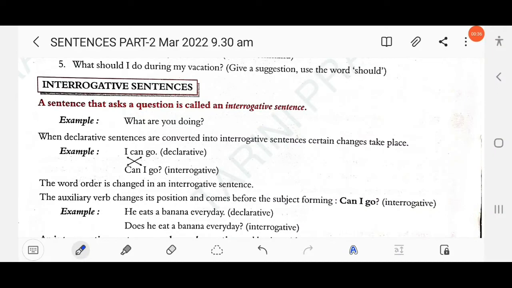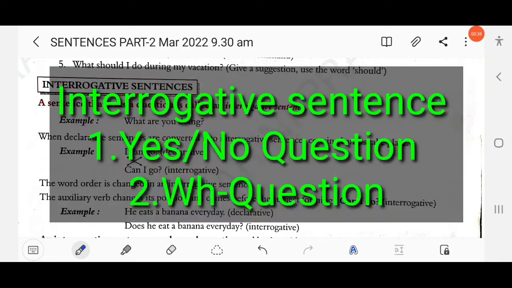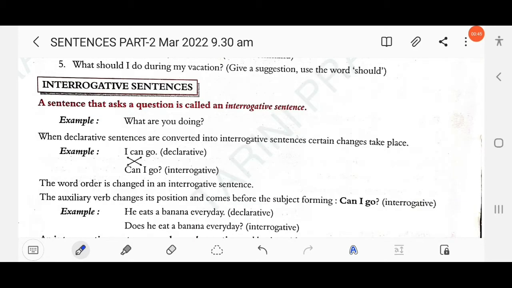interrogative sentences. As you know, interrogative sentences have two parts. First yes/no questions, then WH questions. In yes/no questions we use the auxiliary verb, and it comes to the beginning of the sentence. Look at the examples. A sentence that asks a question is called an interrogative sentence. Here, what are you doing? That means WH words are used to ask the question. When a declarative sentence is converted into an interrogative sentence, certain changes take place.